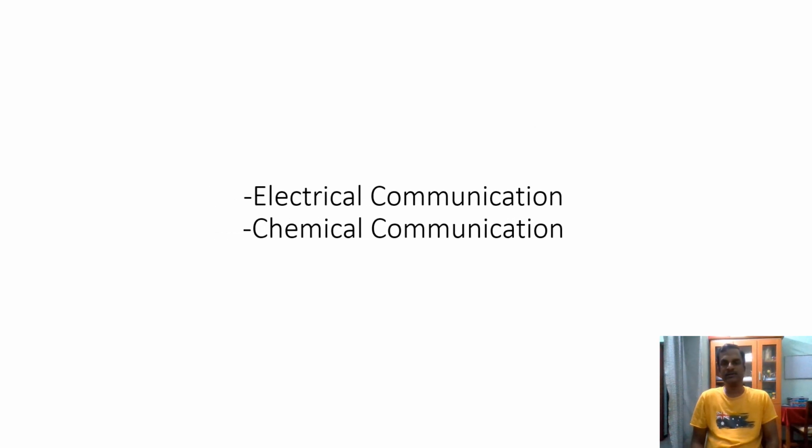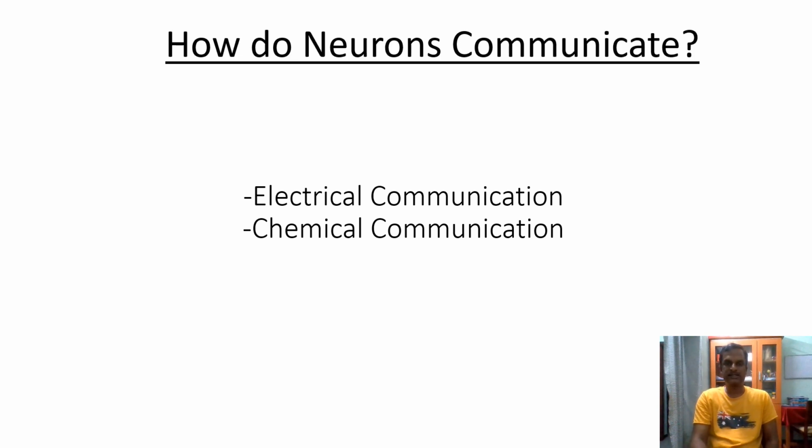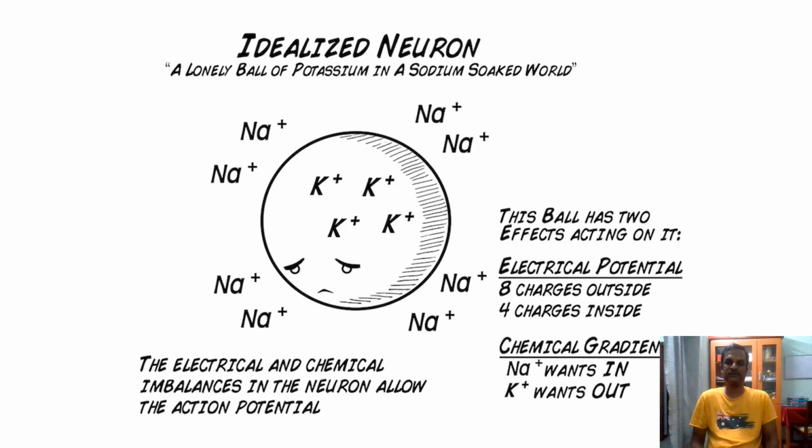So now let us look at the different operations of the artificial neural network. We have two operations. One is called electrical communication, one is called chemical communication. In this lecture, let us look at the function of the electrical process. This takes place in the soma or the cell body. So how does this electrical operation take place?